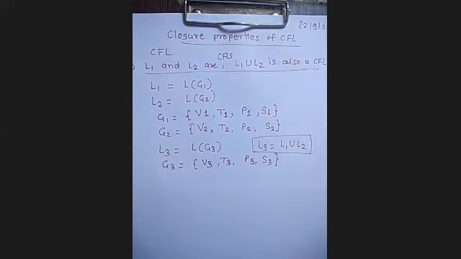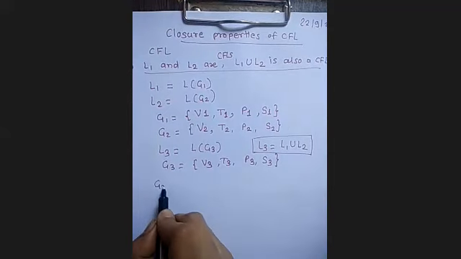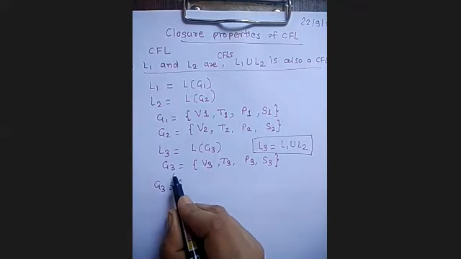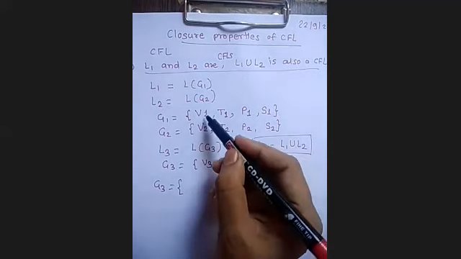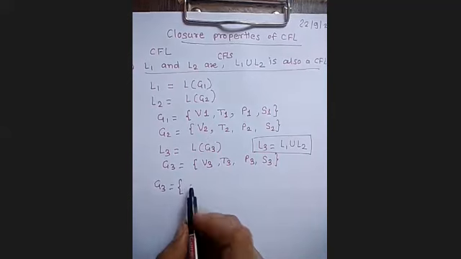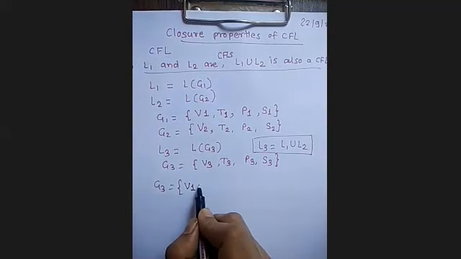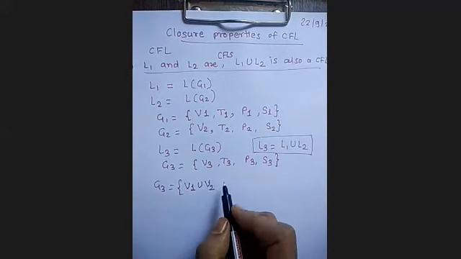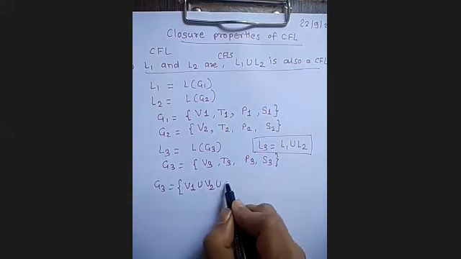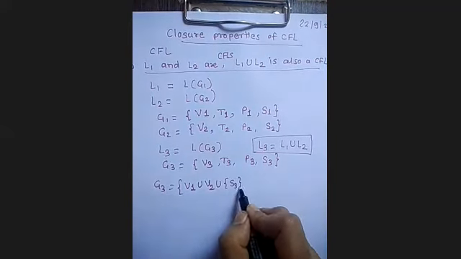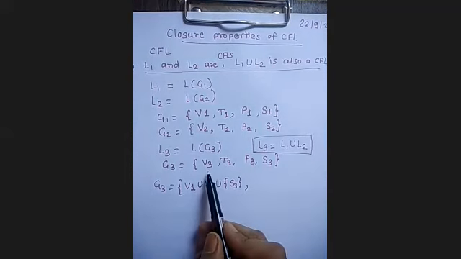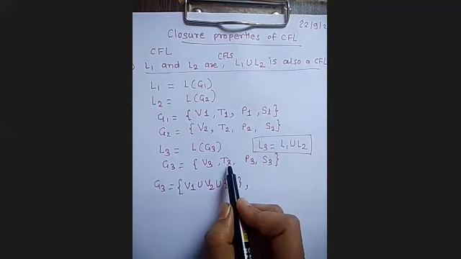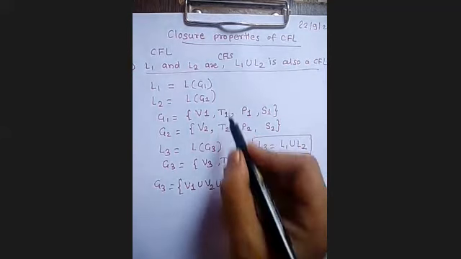So what will be our V3? V3 is the set of non-terminals for the grammar G3. We'll take the union of V1 and V2. So V3 here is the union of non-terminals of the grammar G1, union V2, the non-terminal set of the grammar G2, and here you also have to add the start symbol of this new grammar. So V3 is this set V1 union V2 union S3. Similarly, T3 will be T1 union T2.